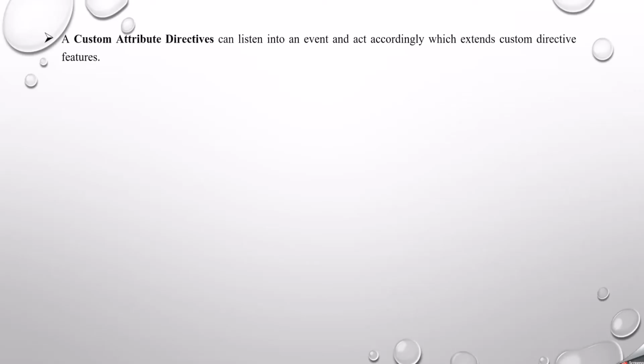A custom attribute directive can listen to an event and act accordingly, which extends custom directive features. What do I mean? A custom directive is meant to define your own definition, so that you can simply decorate the element whose behavior you want to change dynamically. One thing we can extend is reacting when an event occurs.